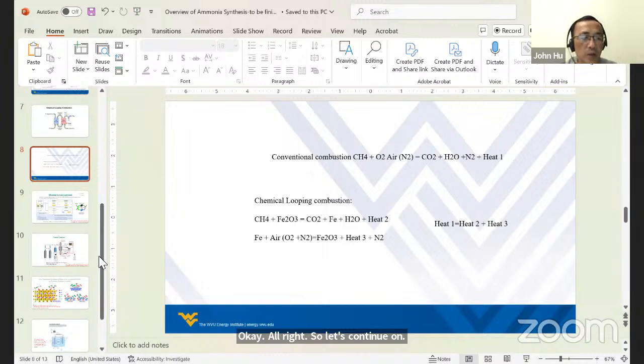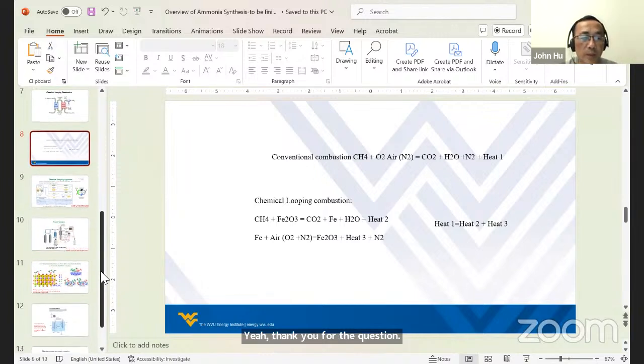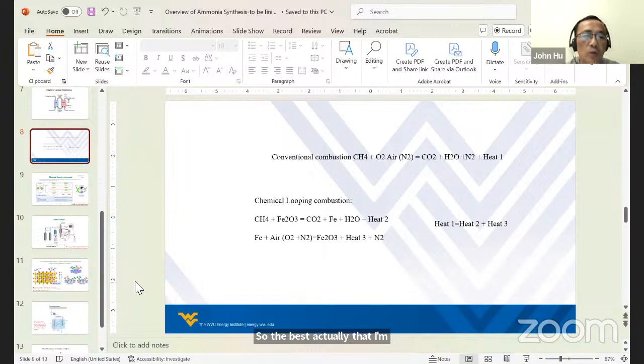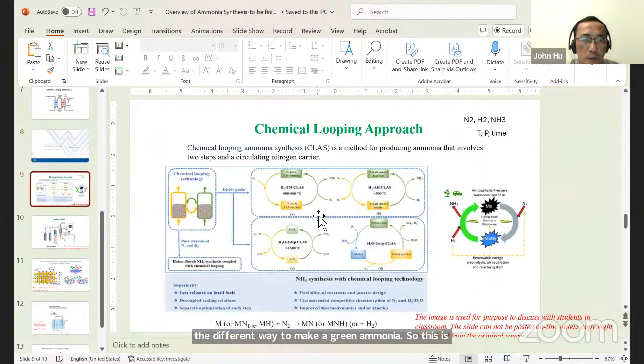So I continue this topic: the different way to make green ammonia. This is the way to make green ammonia, basically the chemical looping approach, same as the oxygen combustion. We use the nitrogen carrier. By doing this looping, you can break the thermodynamics. And by the way, this is ambient pressure operation.